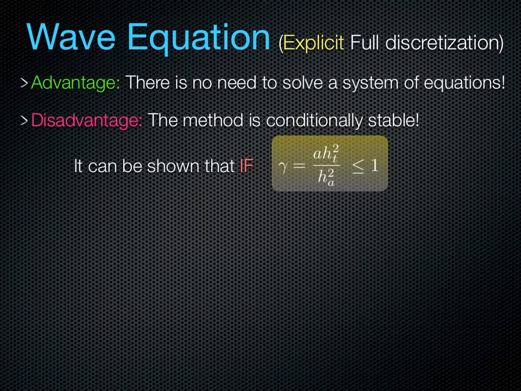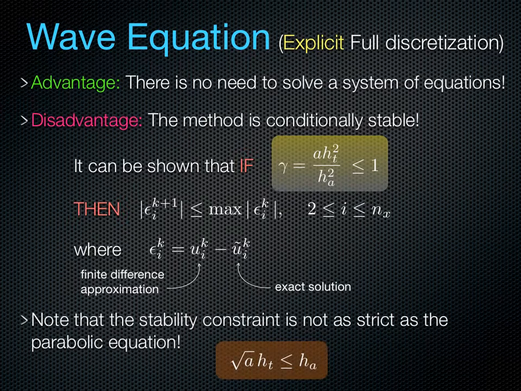If you do the stability analysis, you'll see that if this ratio called gamma, which is a function of the characteristic value, the square of the wave speed, and the ratios of the time and spatial increments, is less than 1, then our errors are going to be bounded. In particular, the maximum error committed in any given time slab is going to be the upper bound for the maximum error in the next one, and the next one, and so on.